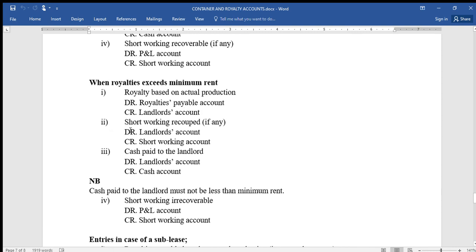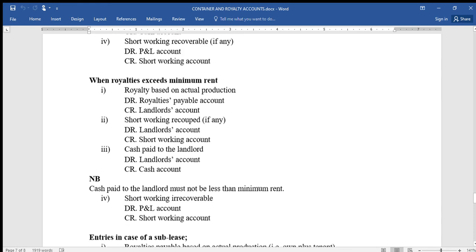Then short workings recouped, if any. Recouped is like recovered. For short workings recovered, we debit the landlord's account because we are getting the money from what the landlord is supposed to receive. We deduct the short workings that were incurred. So we debit the landlord's account and we credit the short workings account because short workings are expenses and they're reducing. Then for cash paid to the landlord, we debit the landlord's account, we credit the cash account.